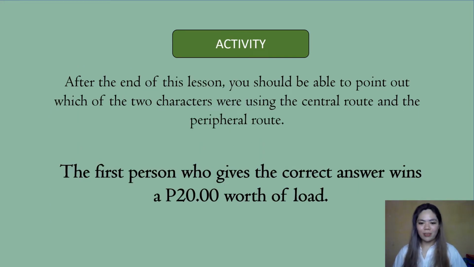So here is our activity for this lesson. Your task is to point out which of the two characters was using the central route and the peripheral route.